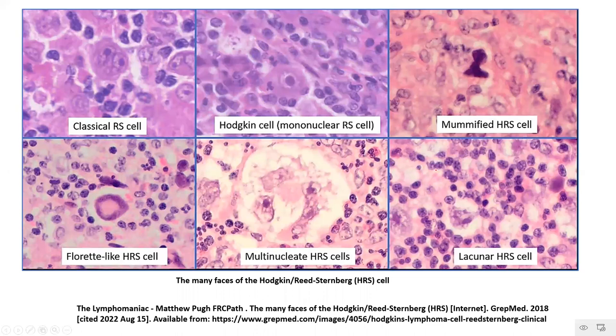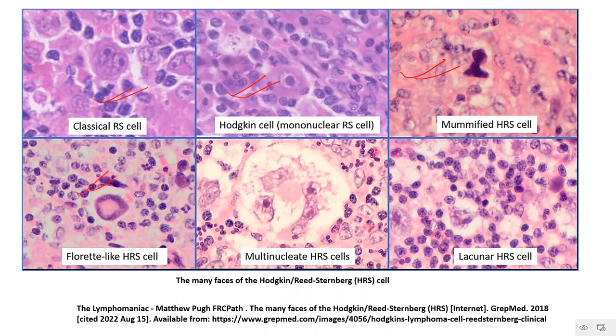So whatever it is, the common thread that binds most of these variants together is the presence of the Hodgkin-Reed-Sternberg cell. But again, therein lies the problem. You have to keep in mind that the classical Reed-Sternberg cell, which you have been taught in your undergraduate days, is seen in quite a low proportion of cases. In many cases, you will find the lymph node predominantly showing the mononuclear variant of the same cell, that is the Hodgkin cell. Sometimes you might get the Hodgkin-Reed-Sternberg cell showing apoptotic changes, giving rise to a mummified HRS cell.